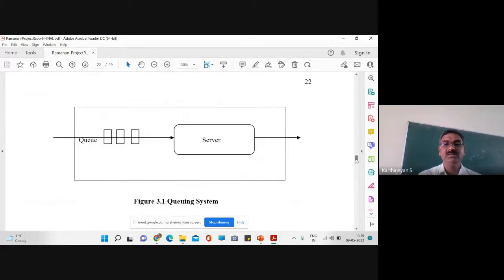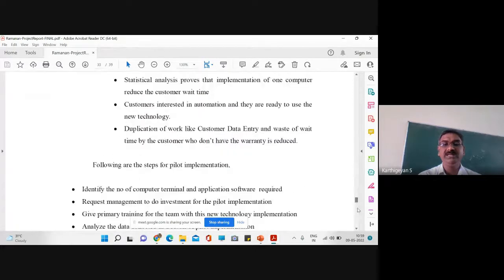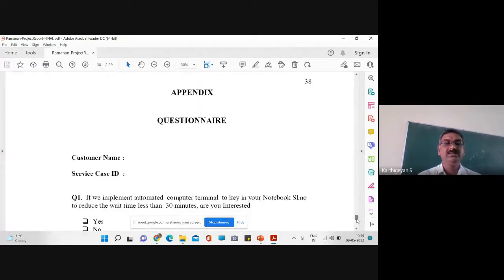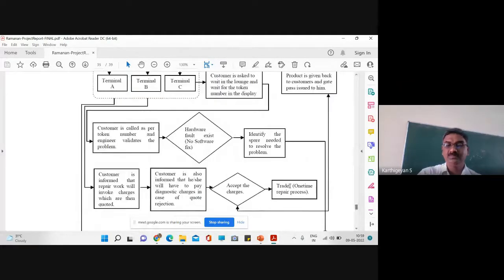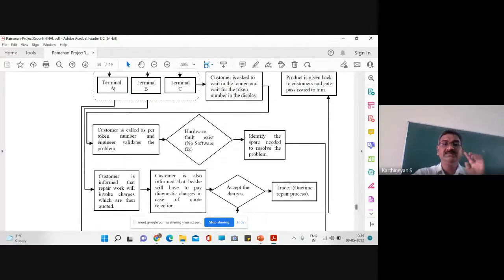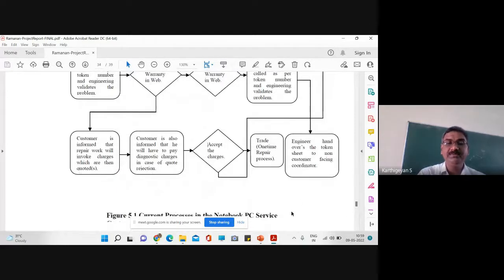So this is a queuing system model. I'll go to the results straight away because it's running out of time. I'll show the results here. What he has done is, initially, this is the current process.